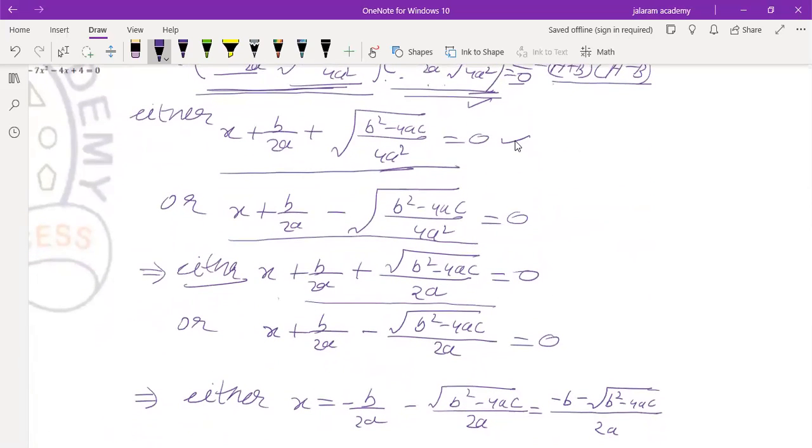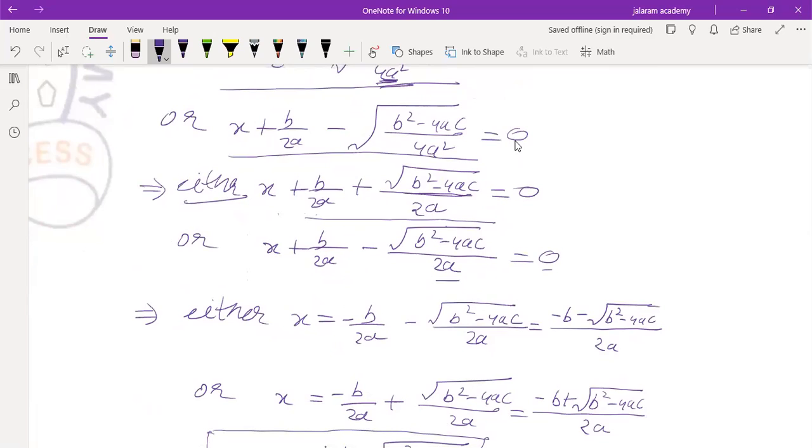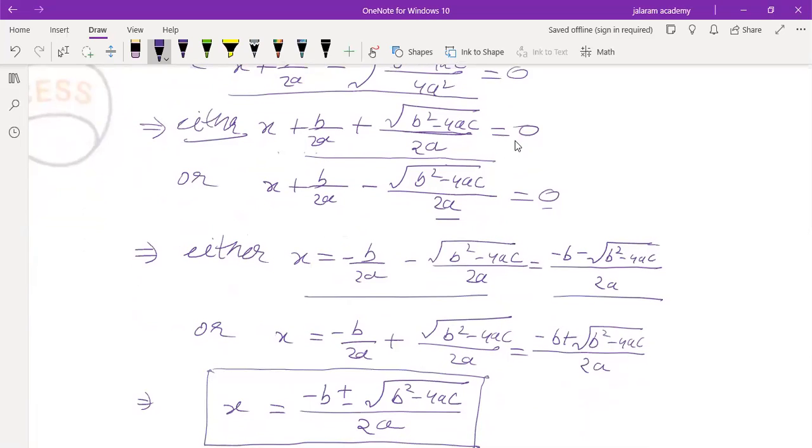It implies either x plus b by 2a plus root b square minus 4ac upon 2a equals 0, as the square root of the denominator, root 4a square, is 2a. So we can write it directly, though we cannot take the square root of b square minus 4ac, so we have written it as it is. Okay. And in the second factor also, x plus b by 2a minus root b square minus 4ac upon 2a equals 0. So x will be minus b by 2a, which is transferred to the right hand side, and root b square minus 4ac upon 2a is also transferred to the right hand side. So x equals minus b minus root b square minus 4ac upon 2a. And in the second also, x equals minus b by 2a plus root b square minus 4ac upon 2a.